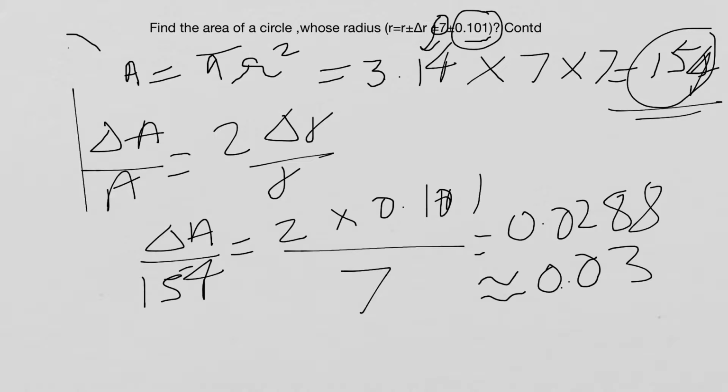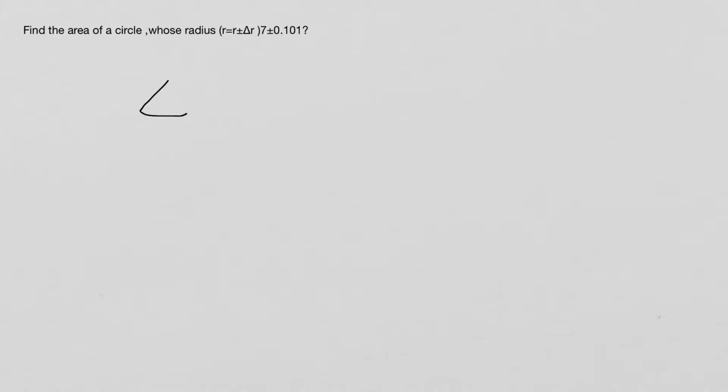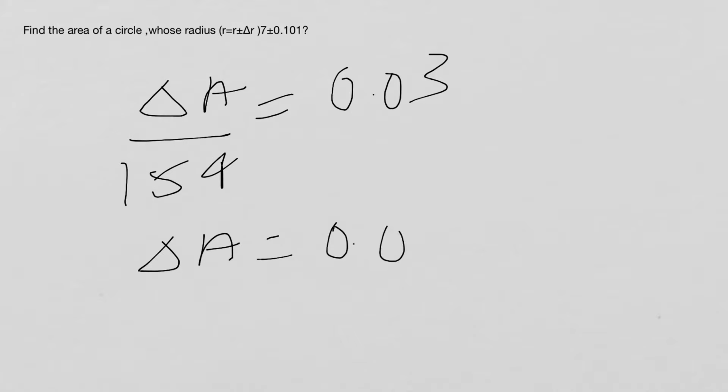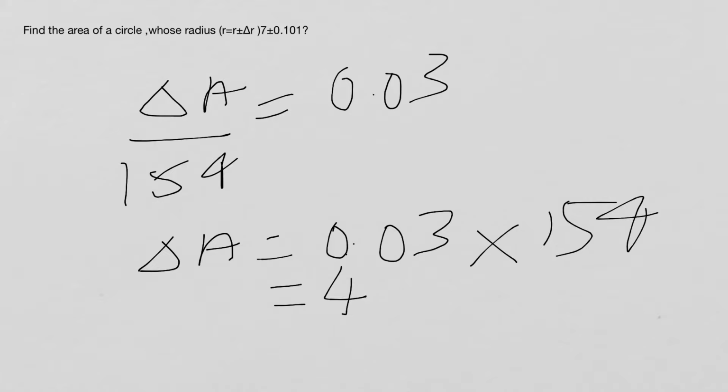Now we got this here. Now delta a by 154 equals 0.03. So delta a upon 154 equals 0.03. So now delta a equals 0.03 into 154, which will become 4.62. So now we got the value of delta a.